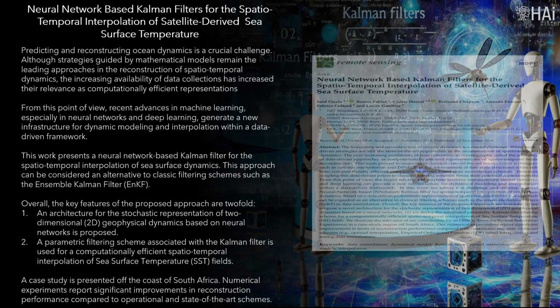Overall, the key features of the proposed approach are twofold. An architecture for the stochastic representation of two-dimensional, 2D, geophysical dynamics based on neural networks is proposed. A parametric filtering scheme associated with the Kalman filter is used for a computationally efficient spatiotemporal interpolation of sea surface temperature, SST, fields. A case study is presented off the coast of South Africa. Numerical experiments report significant improvements in reconstruction performance compared to operational and state-of-the-art schemes.